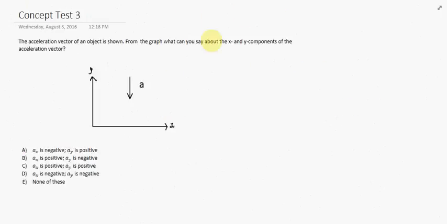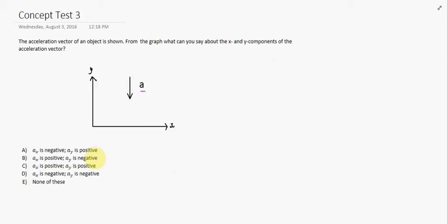Okay, concept test number 3. The acceleration vector of an object is shown. From the graph, what can you say about the x and y components of the acceleration vector? That ax is negative, ay is positive; ax is positive, ay is negative; ax is positive, ay is positive; ax is negative, ay is negative; or none of these. So try and work your way through it, and we'll go through the answers again.